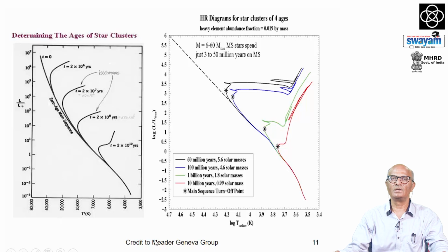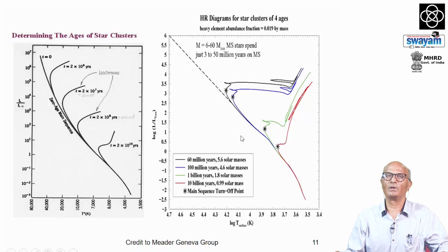a theoretical model generated by Meynet's group from Geneva. So, you see the asterisks, these are the turn off points. It means we know exactly, well, exactly means based on the stellar model, how much time it takes to reach this point and move beyond, that is the stage where hydrogen burning in the core is exhausted and it starts moving to the shell region. And as you can see, it depends upon the mass of the main sequence star.